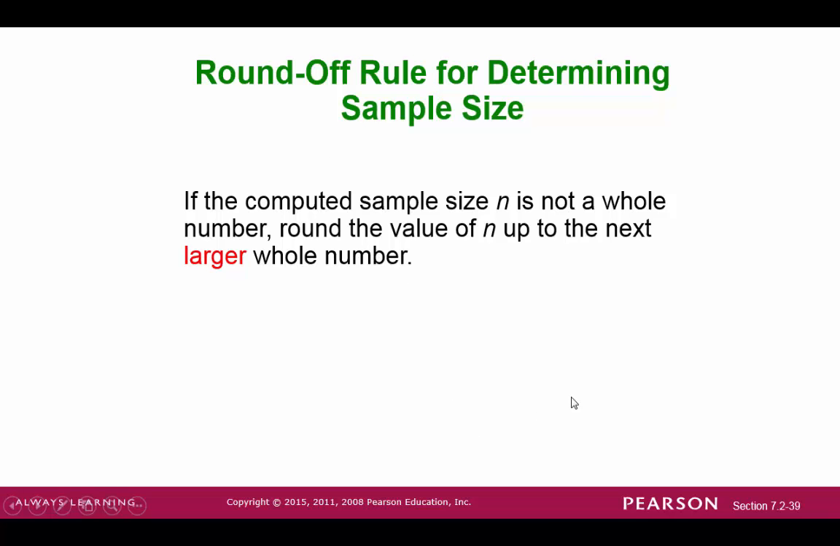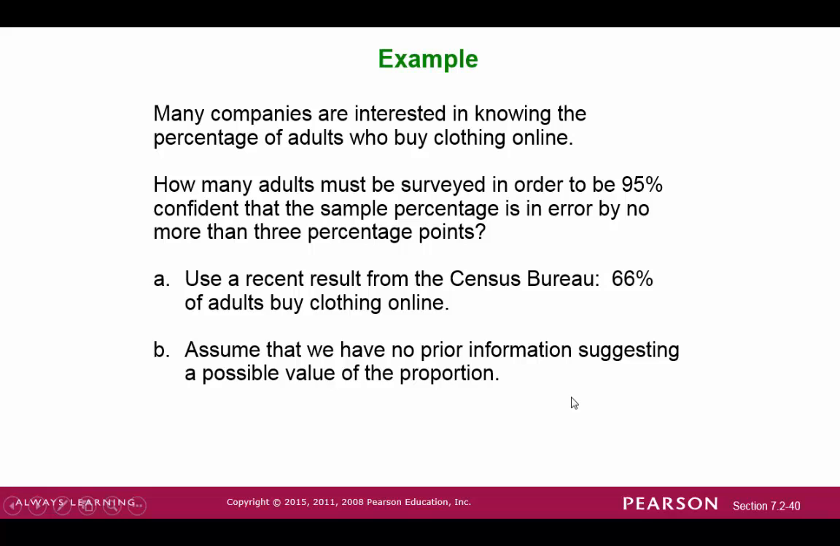Now the round-off rule for this is tricky. When you've found your sample size, you're probably going to get some decimal, and what you want to do is always round up to the next larger whole number. Let's do a couple of quick examples.